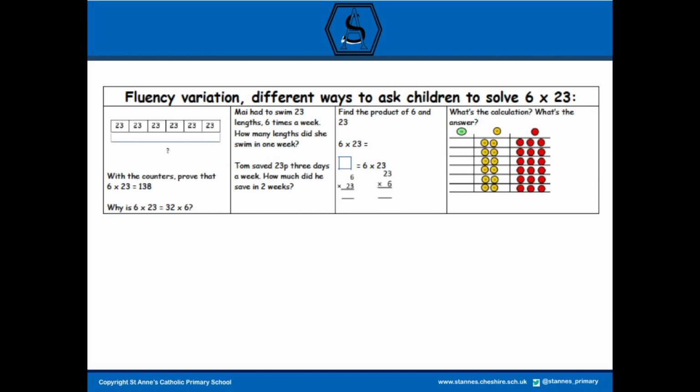Then we move on to possible word problems. We can change that into word problems. We've got swimming here and pounds and pence. Then we can look at a more abstract way of looking at it. Find the product of 6 and 23. Blank equals 6 times 23, and then using the commutative rule here, 6 lots of 23 or 23 lots of 6. Then the last example it gives here, what's the calculation? So the answer, what's the calculation? The children have to figure that out for themselves.